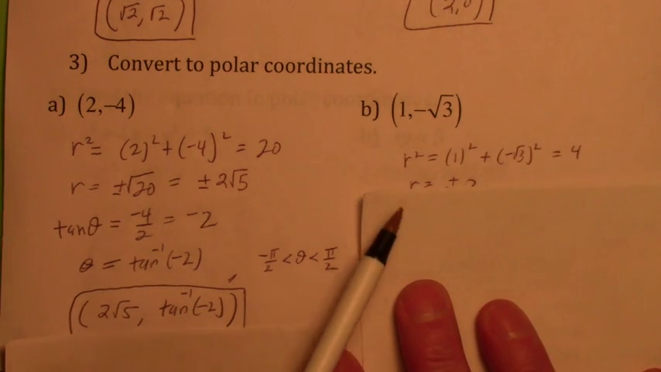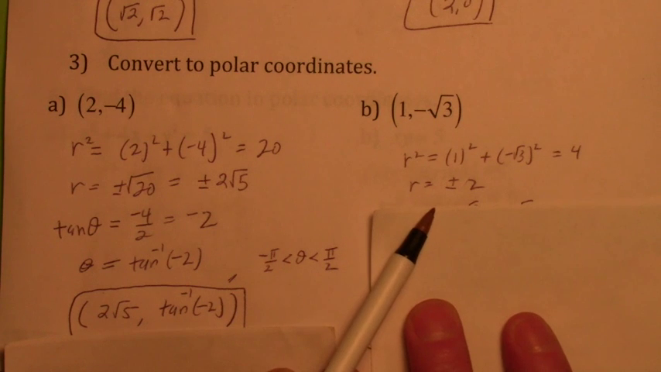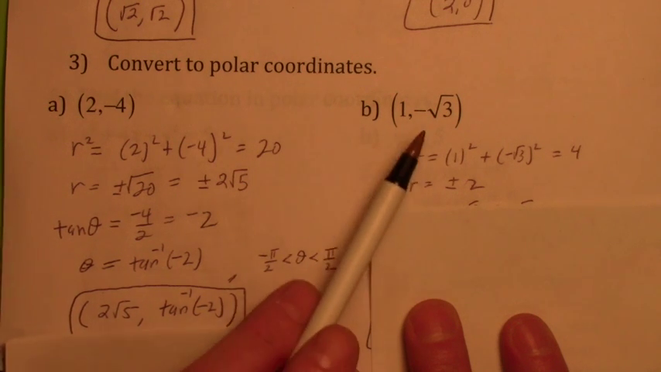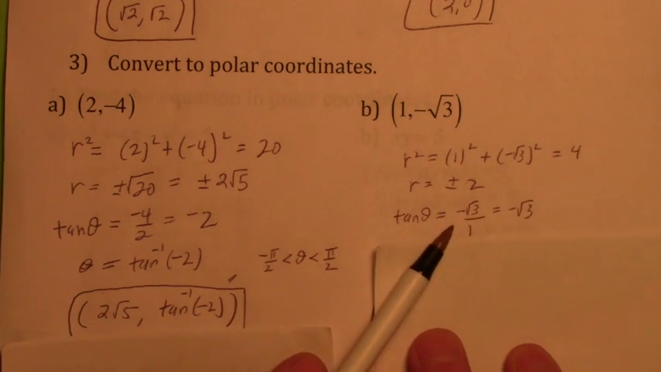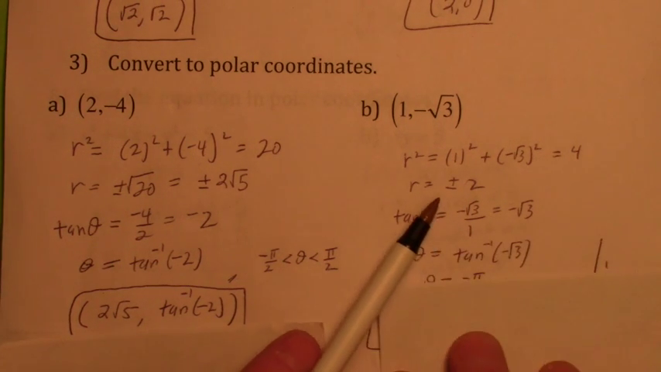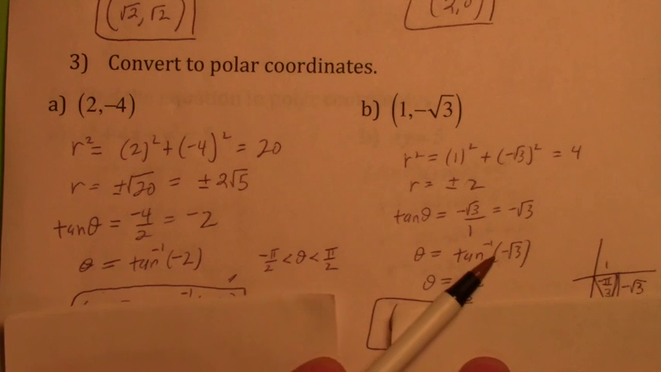Okay, so first I'd find r. I'm going to let r be plus or minus 2 for now until I decide. I better end up in the fourth quadrant, right? So as long as I'm in the fourth quadrant, I can use whichever one I want. Tangent of theta would be negative radical 3. I think we know what angle this is. Isn't that negative pi over 3?